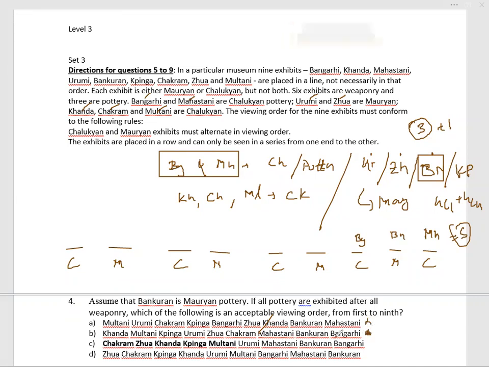MH and BG, among them BN is coming. This one is also a possible one. This one ruled out. MH will not come here. So this one is also ruled out. Among these two, which one is possible? Khanda fine. Khanda is Chalukyan. Multani is also Chalukyan. So this one is also not fine. So C is the only possible.